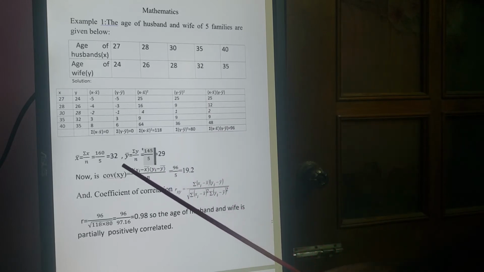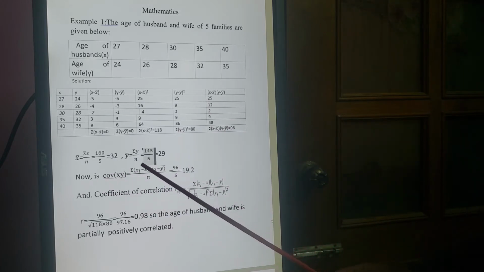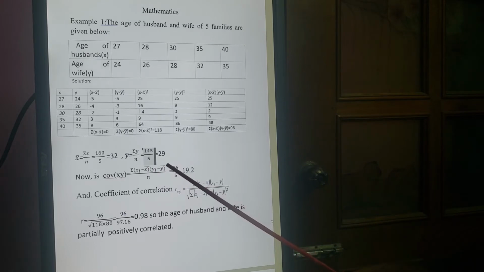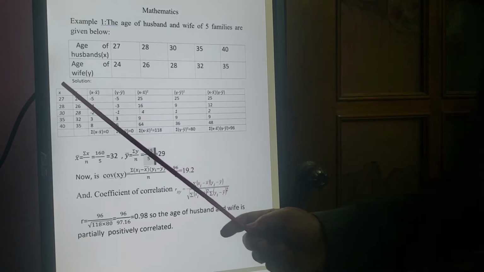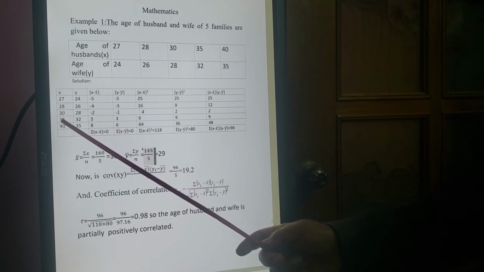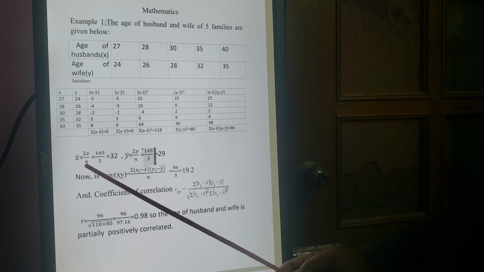You know the formula of covariance is summation of (xi minus x bar) into (yi minus y bar), divided by n. That is, you need the x bar and you need the y bar. So how can I get x bar and y bar? If I add all these x, that is summation of x divided by n.